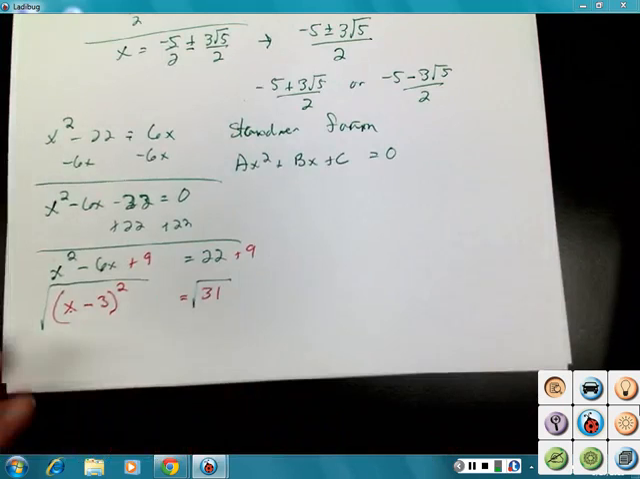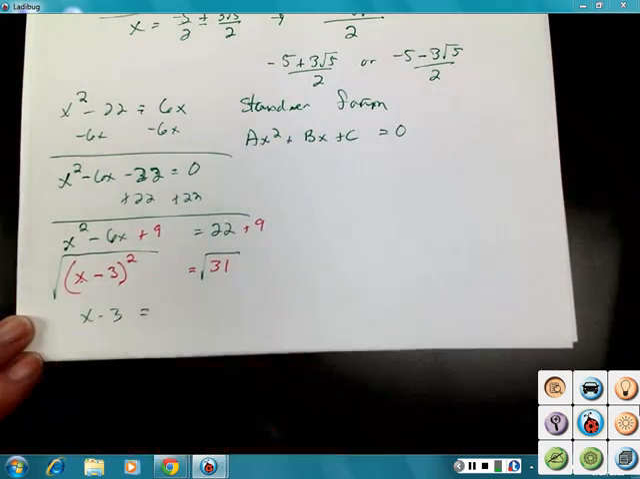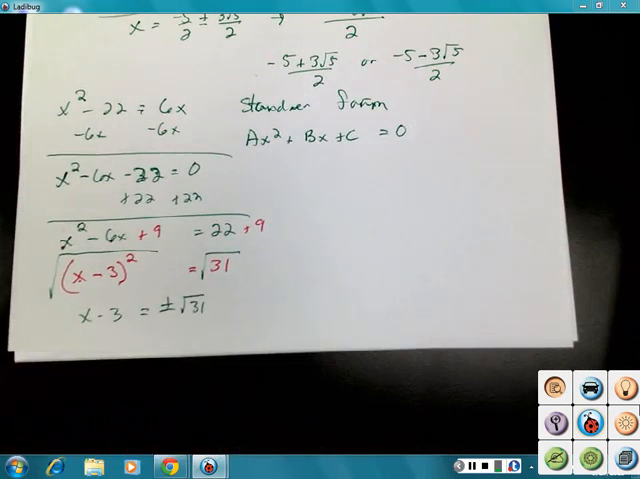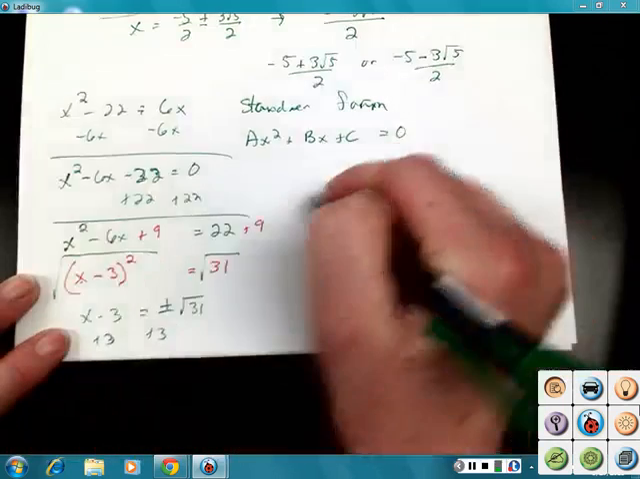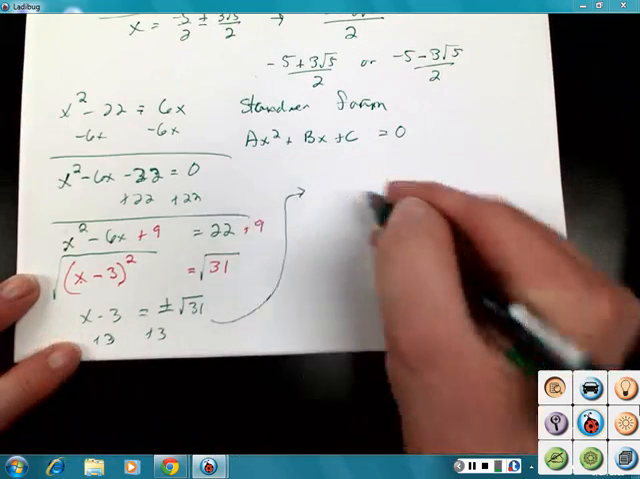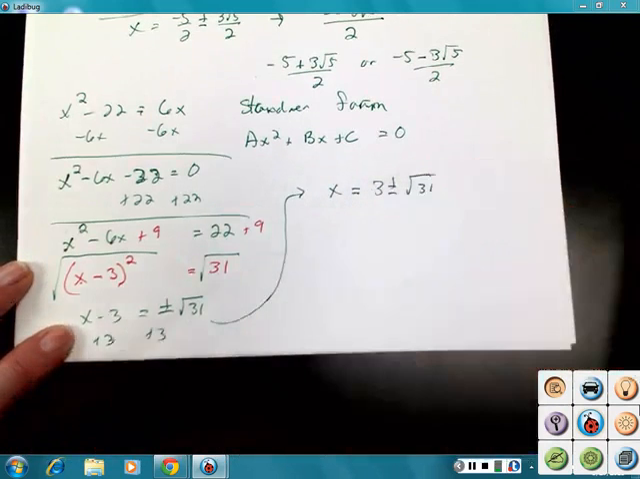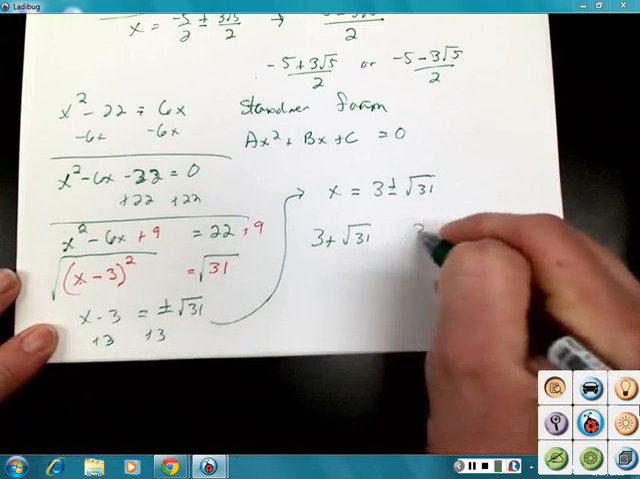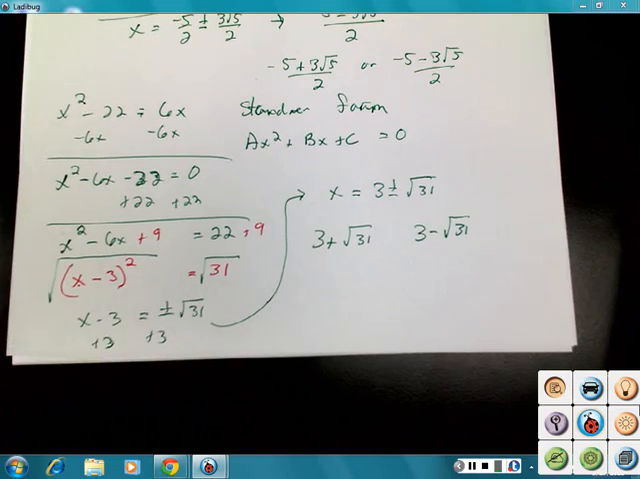Once I complete or build that square, I'm going to be left with x minus 3 is equal to plus or minus the square root of 31. Can't do anything with it. So add 3. So my answer from this becomes x is equal to 3 plus or minus the square root of 31. And again in Hawks, it's 3 plus the square root of 31 or 3 minus the square root of 31. So you got to put it in twice.